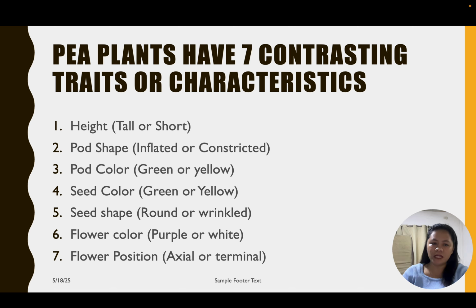Pod color naman, you have green or yellow, as well as the seed color. Of course, pag green yung kanyang pod, green din yung seed. Pag yellow naman yung pod, yellow din yung seed. Seed shape naman, we have round or wrinkled. Flower color naman, purple or white lang talaga siya. Flower position naman is axial or terminal. Okay? So, again, yung ating mga pea plants, they can mature in 2 to 3 months or 60 to 90 days after planting.